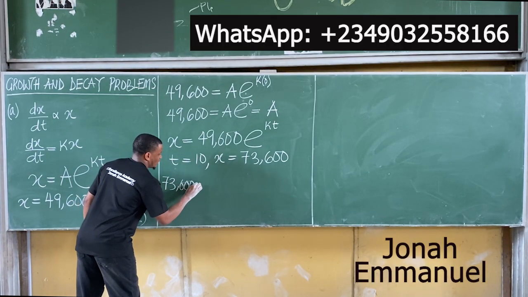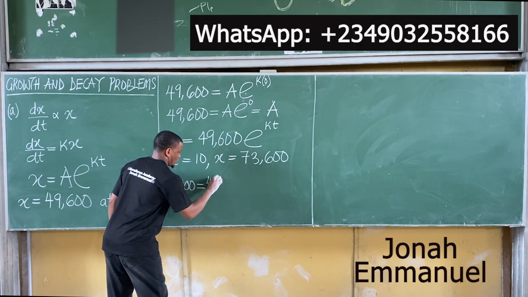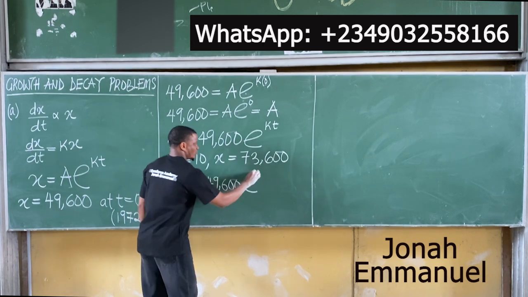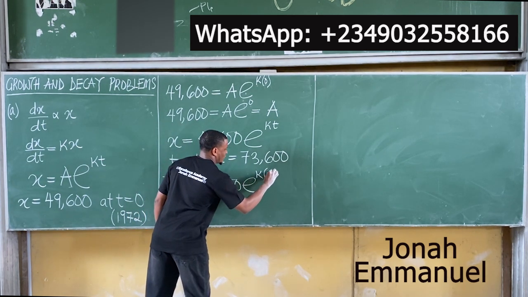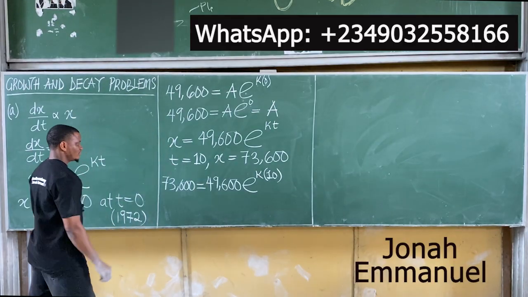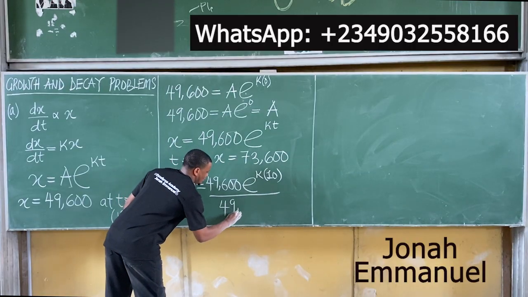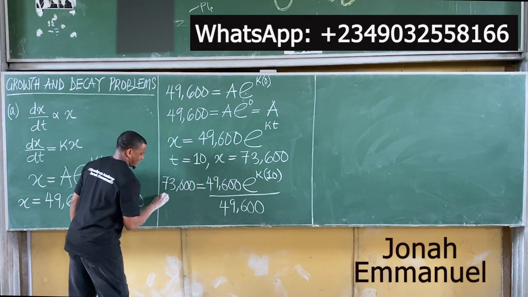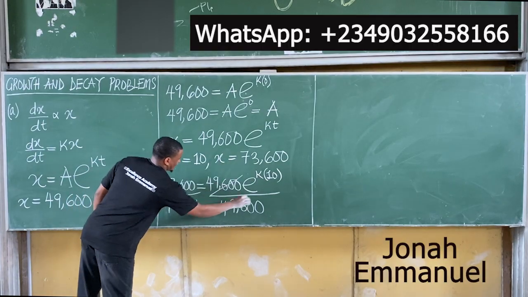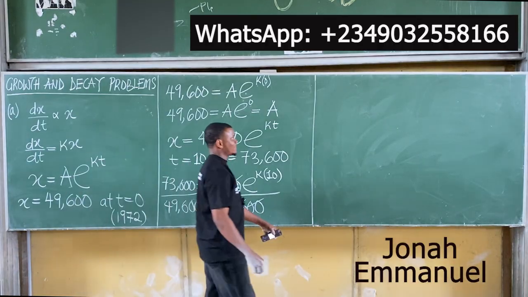X, 73,600, is equal to 49,600 exponential K, K is unknown, into T. T is 10. I want to divide here by 49,600. I want to divide here by 49,600. This cancels this. This value, what do you have here? Give me like 4 decimal places.